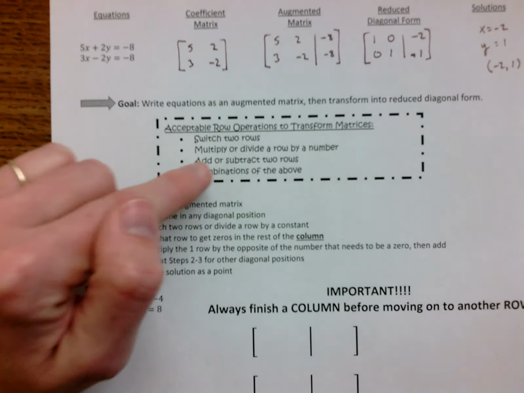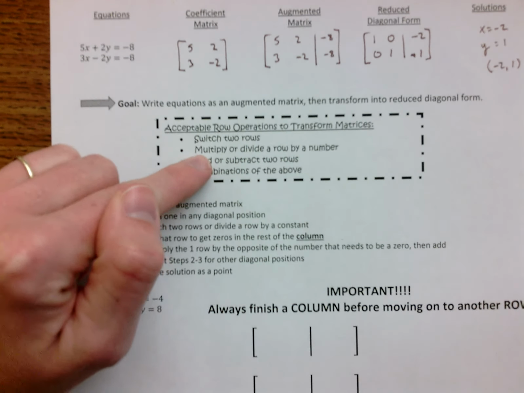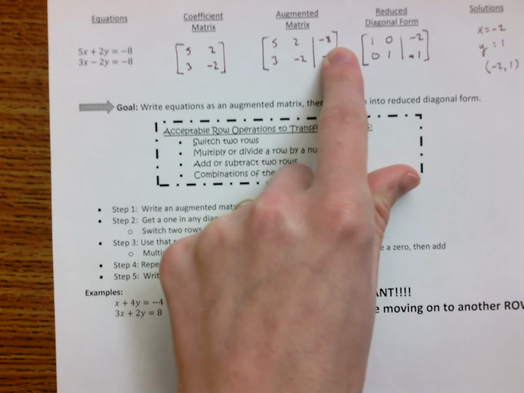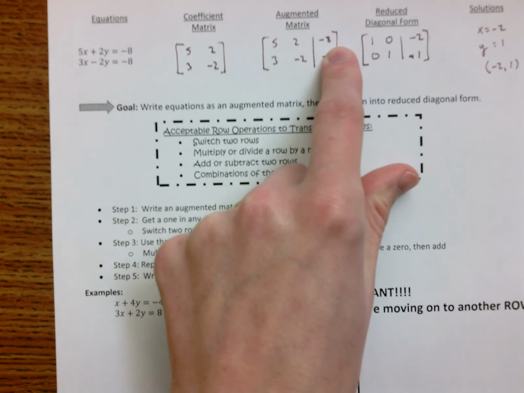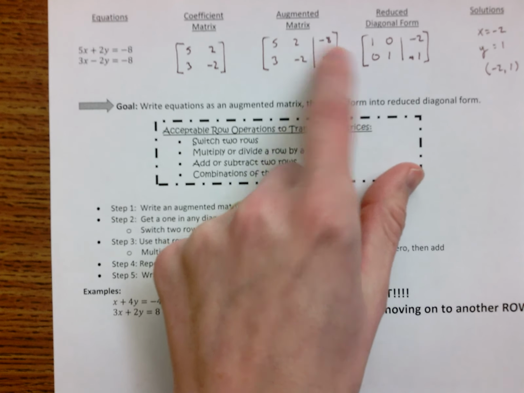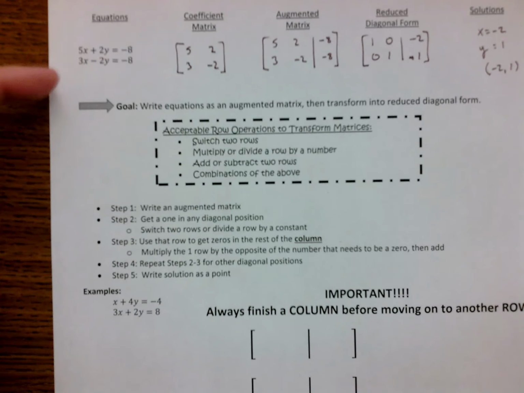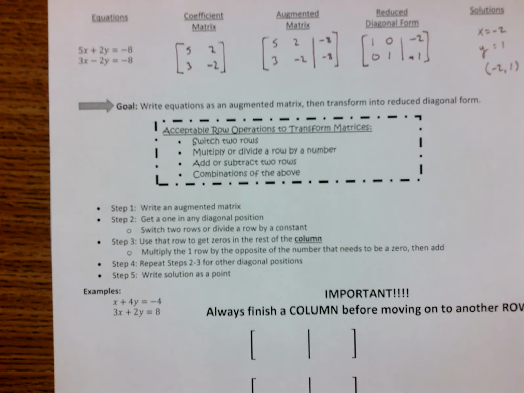Thing number 2 that you can do is you can multiply or divide a row by a number. So I could take this whole top row and multiply it by, say, 5. Okay, so that is something that's allowed, or I could divide it by 2, right? And again, that makes sense because that's the same sort of step we did when we were doing elimination, right? We would multiply or divide a row by a number so that we could cancel something. So that's an allowed operation.